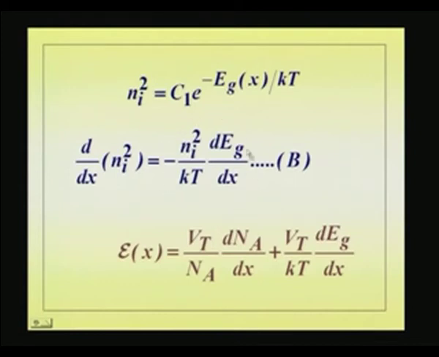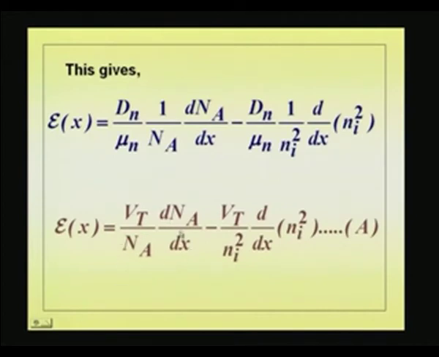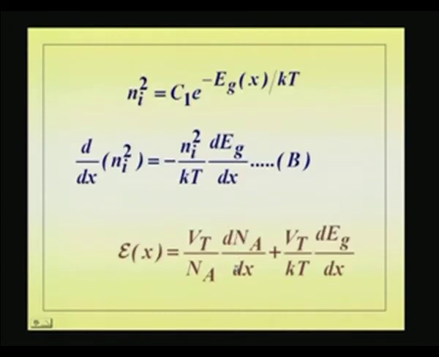So, I plug this quantity into the previous equation, which actually has Vt by Ni squared into d by dx of Ni squared. Just go back to that. See here, the first term is Vt by Na into dNa by dx, that I am retaining as it is. The second term, I am substituting for d by dx of Ni squared, which is nothing but minus 1 by kT into dEg by dx into Ni squared. Ni squared cancels, so I get that. Okay. So, what you get now is Vt by Na dNa by dx plus Vt by kT dEg by dx.